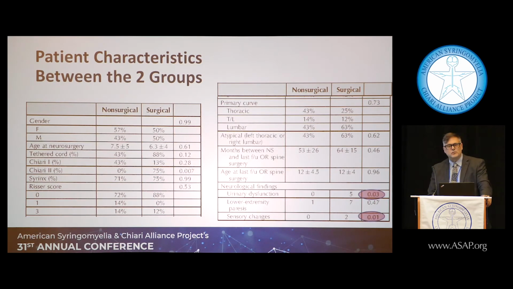The other finding was sensory changes, that the sensory changes were present and they were different from baseline. And these were the two things that really kind of separated the patients that had initial neurosurgical intervention or didn't in overall populations.